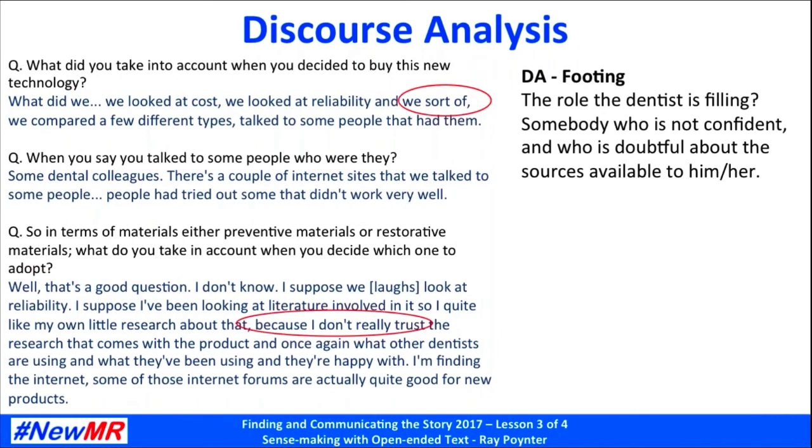We can also look at footings. This is the role that somebody plays in a conversation. And here we can see, because I don't really trust comments like that, we're getting more of a picture that this is somebody who is not very confident, but also who is doubtful about the sources available to them. So they know they don't know very much about it themselves, but actually they don't trust the providers.